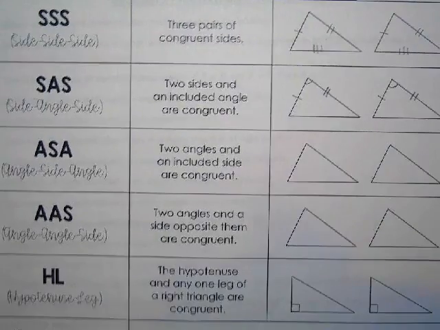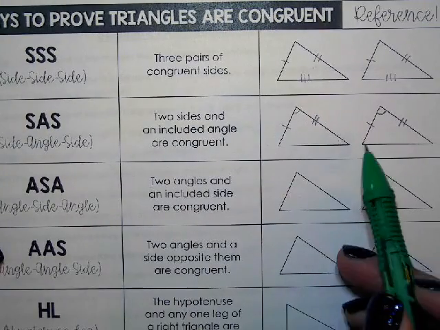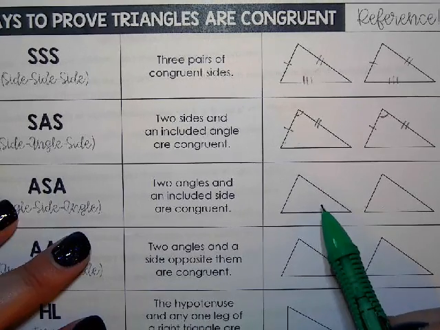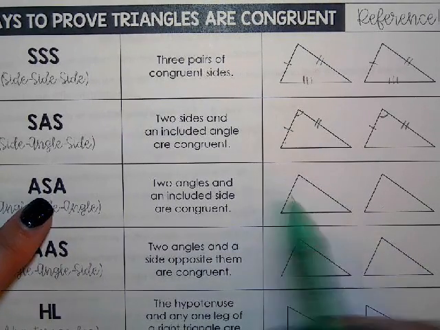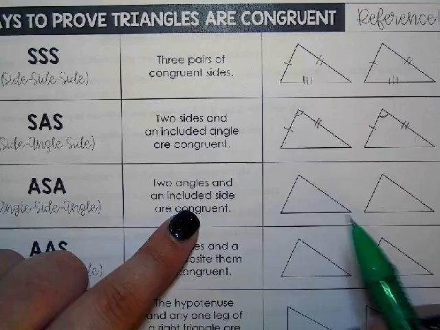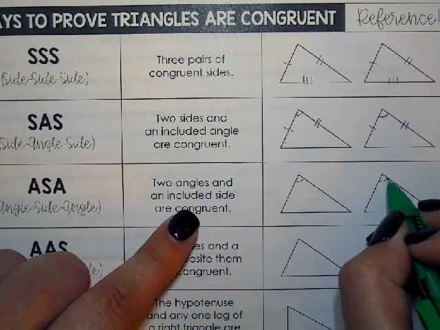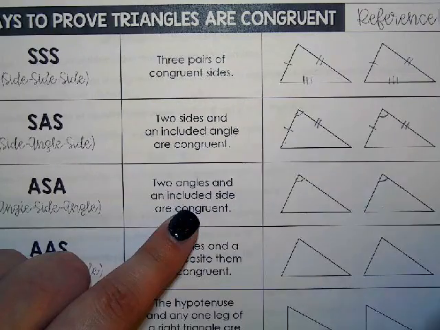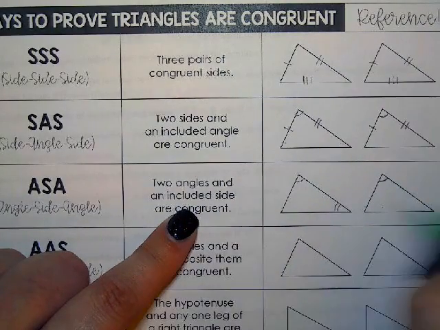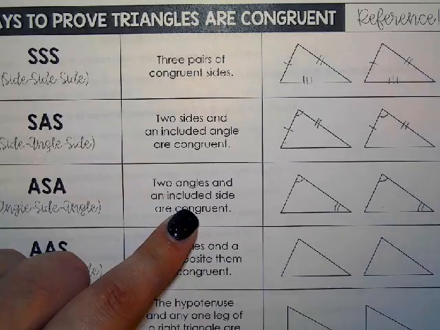When I was teaching on the side angle side day and the side side side day, we actually filled this out. And then I forgot to refer to it again. So angle side angle is two angles and the side that is in between. So let's go ahead and label this angle and this angle. And we can label this angle and this angle.